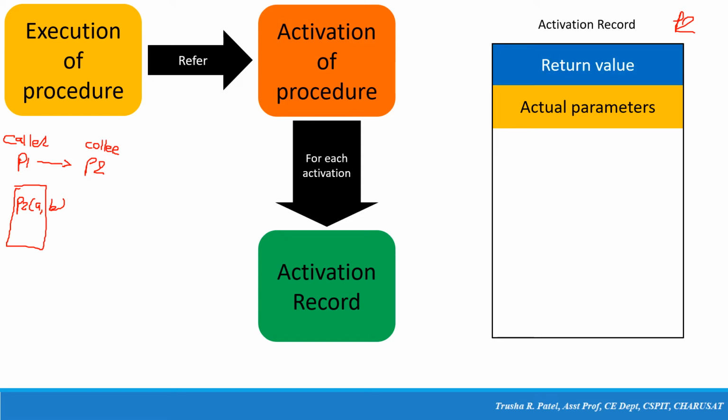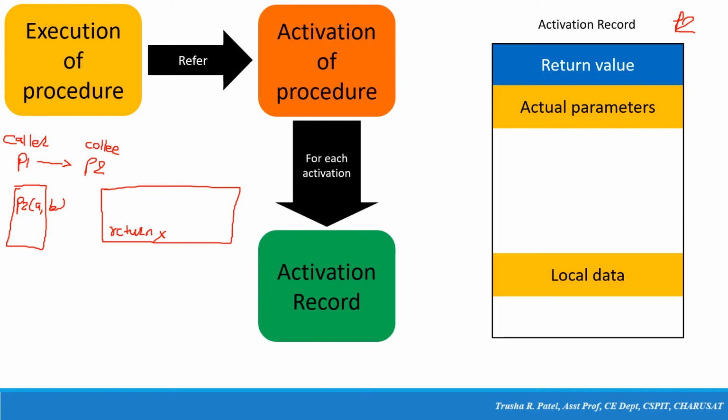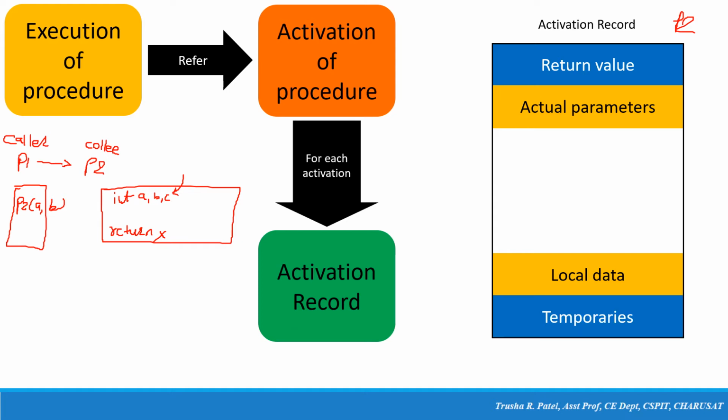Then the return value is also saved in the activation record. So inside my P2 procedure, if I am returning something, let's say return X, that return value will also be maintained in the activation record. Now next is the local data. So inside my P2, let's say I have integer a, b, c, so these a, b, c are the local variables, and that local data will be available in the activation record.